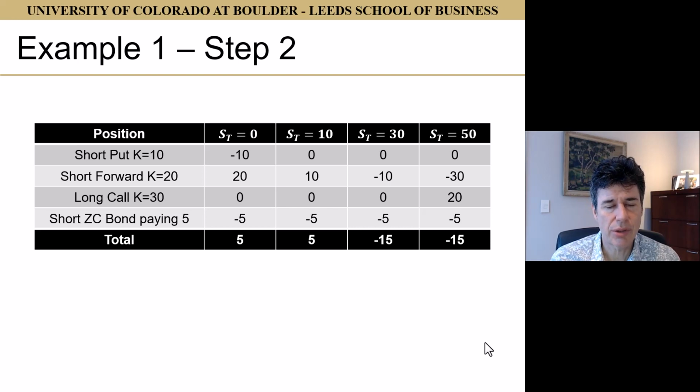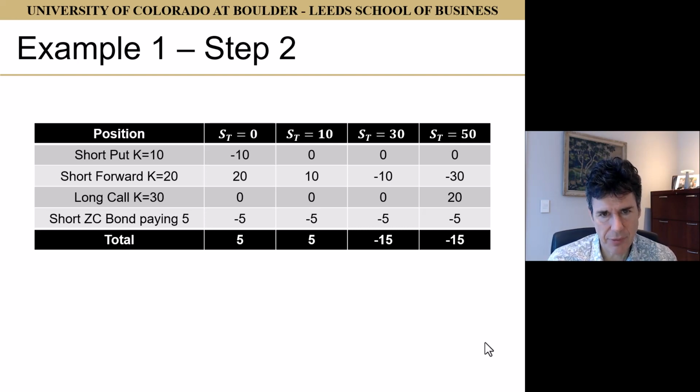The long call with strike 30. Well, that's worthless up to and including the strike, so at 0, 10, and 30. And it's worth $20 at 50. Finally, the short 0 coupon bond paying 5, we always pay 5. So no matter what the stock ends up at, we pay 5.